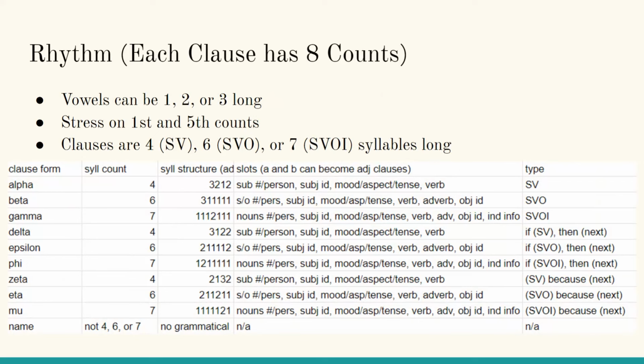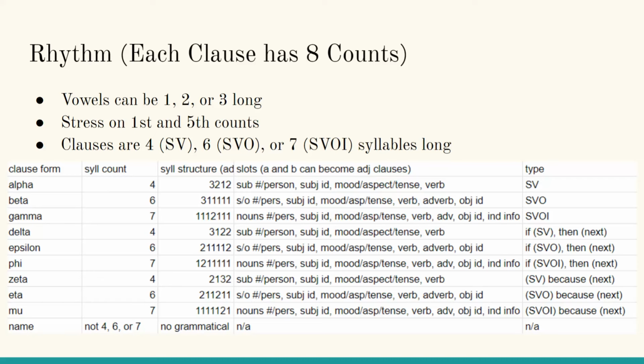The rhythm system is a particularly nasty part of the curse, making the grammar especially difficult. Every word/clause is 8 counts long. Counts 1 and 5 are stressed. Vowels can be 1, 2, or 3 counts long. Clauses can be 4, 6, or 7 syllables long.